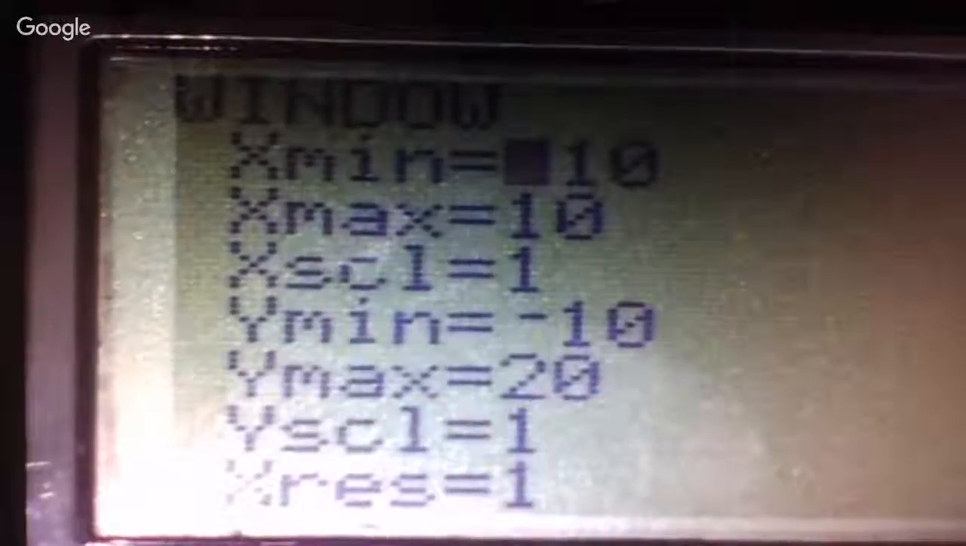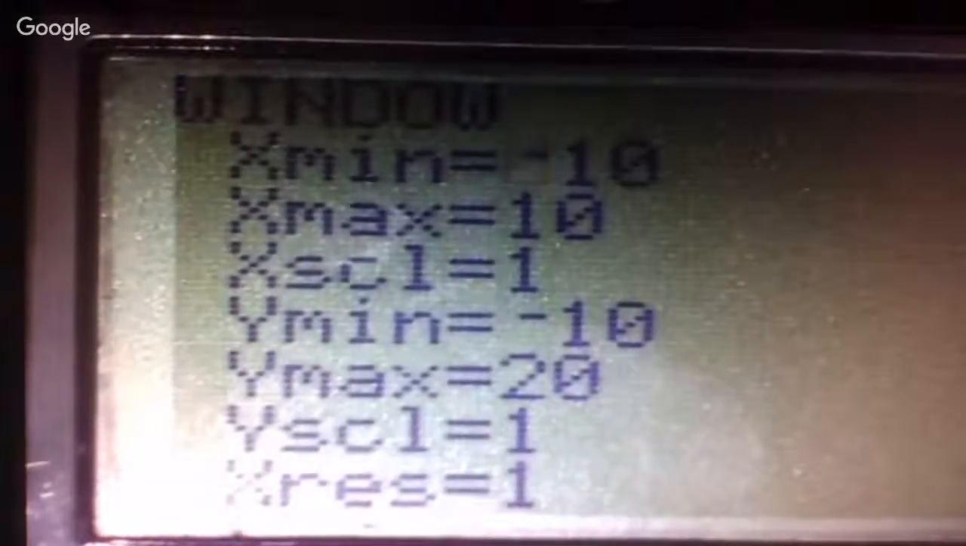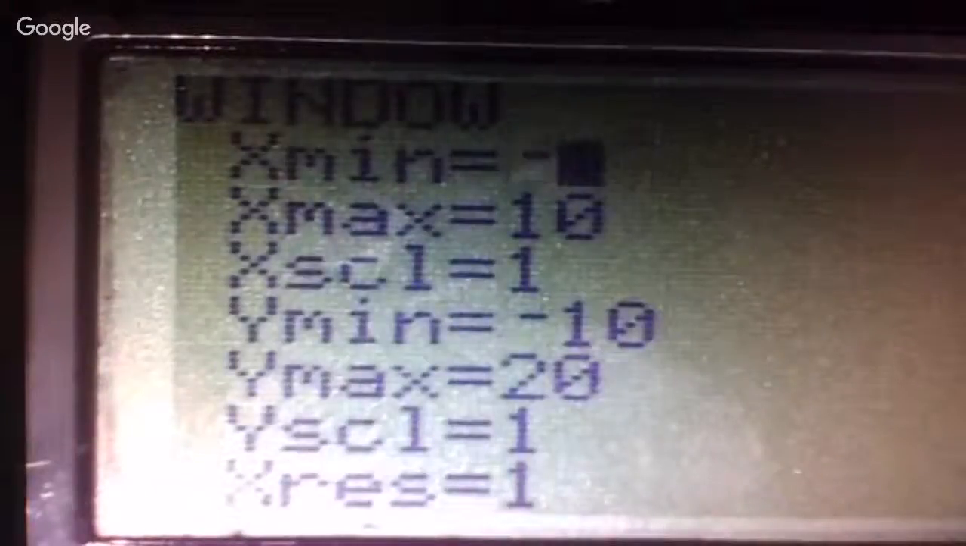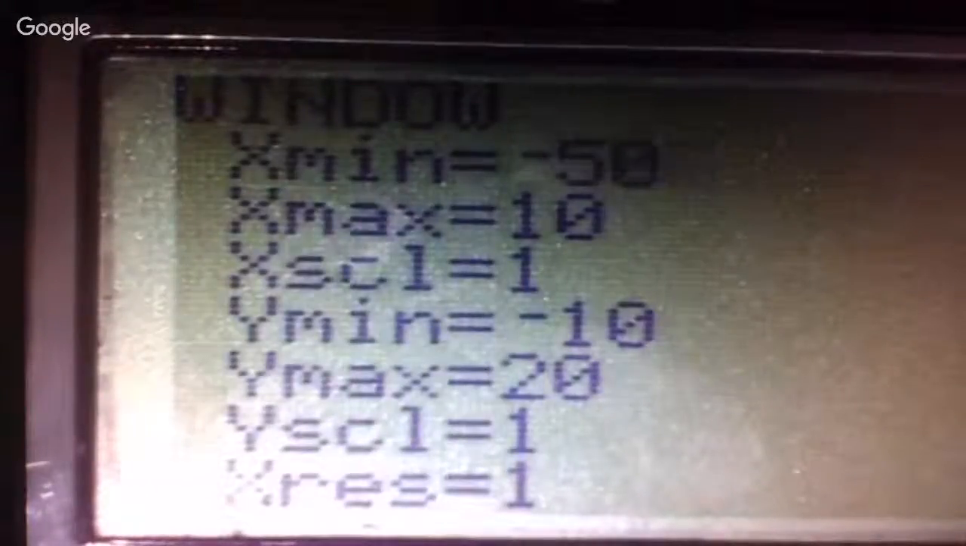Let's say I wanted to see something a little bit farther to the left. If I want to see something farther to the left, I would adjust my X minimum because it's going in the negative direction. So I would change this. You can change it to -50. The more you change it, the more you see. So look what happens when I go to graph now.